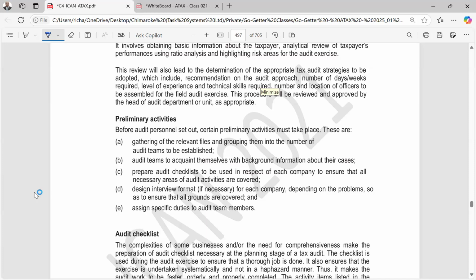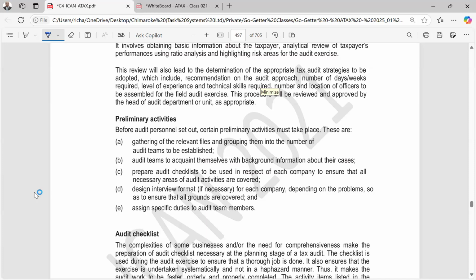Right? Then design interview format. So the format of how they will interview the company, what questions will be there. Is it going to be orally? Is it going to be word of mouth, or filling this questionnaire, or is it going to be hybrid? Depends.